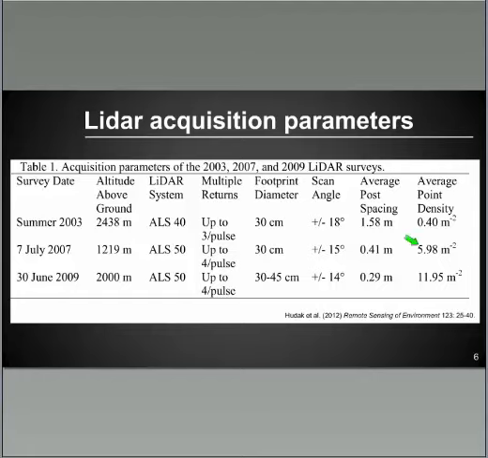The major thing that changed with time and technological improvements was the reduced post spacing, or another way to say that is the increase in point density. These are inversely proportional variables. So back in 2003, it was less than 1 return per square meter, whereas in 2007, it's up to 6 returns per square meter, and then it doubled in another 2 years. So there's been a huge improvement in the ability to collect high-density LiDAR.